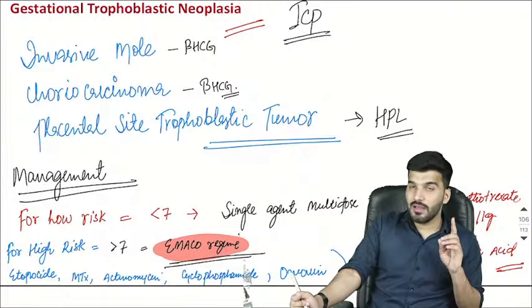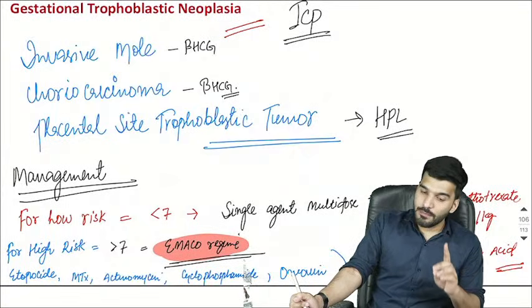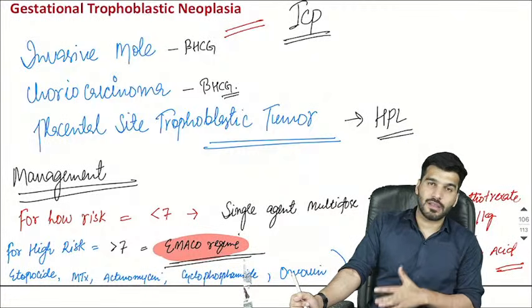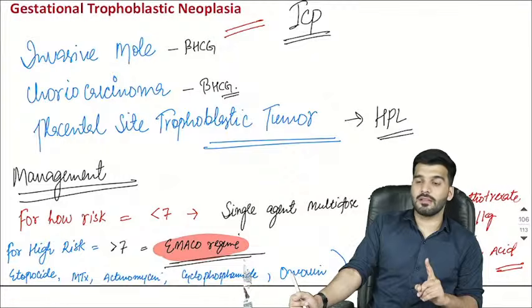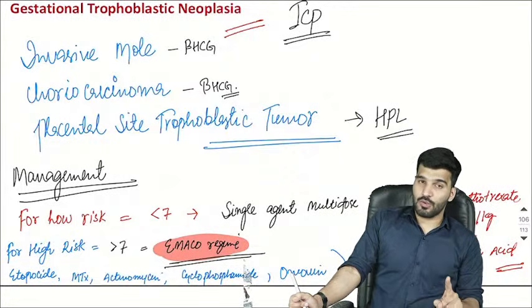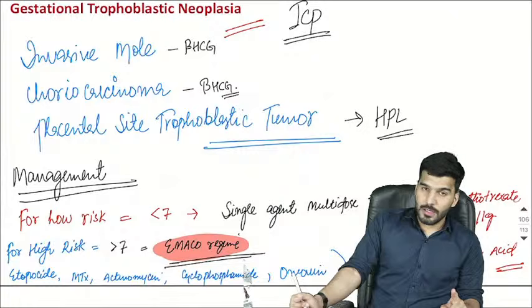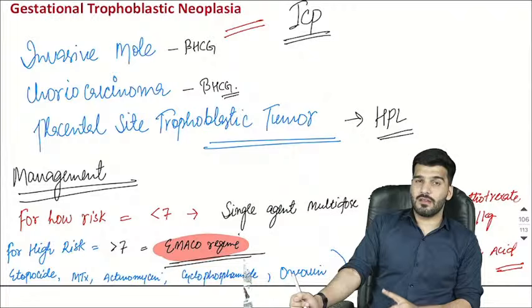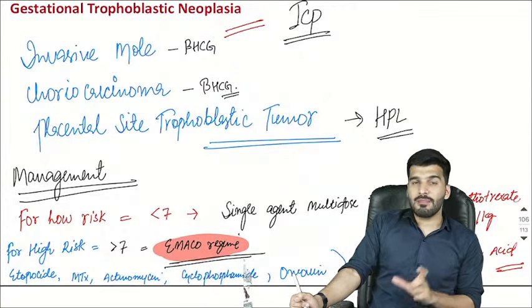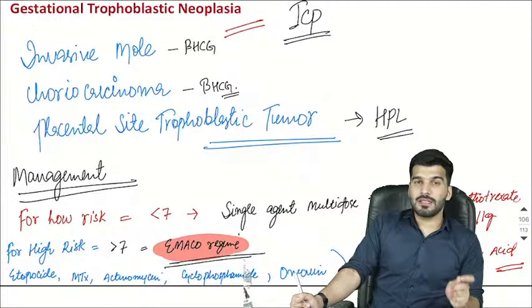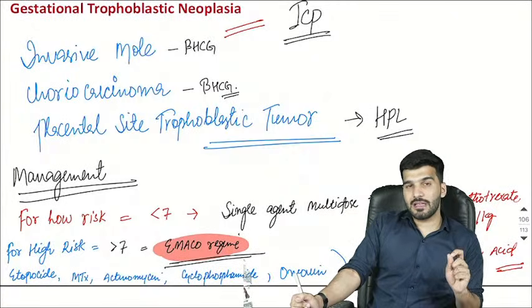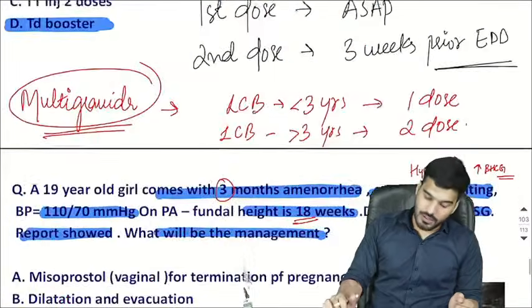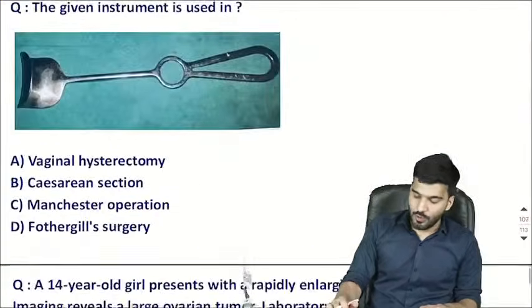Gestational trophoblastic neoplasia is going to be an important question. For low risk, methotrexate only on days 1, 3, 5, 7 at 1 mg per kg, one single chemotherapy agent but with a multi-dose regime. If the score is more than 7, then we give the EMACO regime. E is etoposide, M is methotrexate, A is actinomycin D, C is cyclophosphamide, O is oncovin or vincristine. So that is all about the complication, gestational trophoblastic neoplasia.